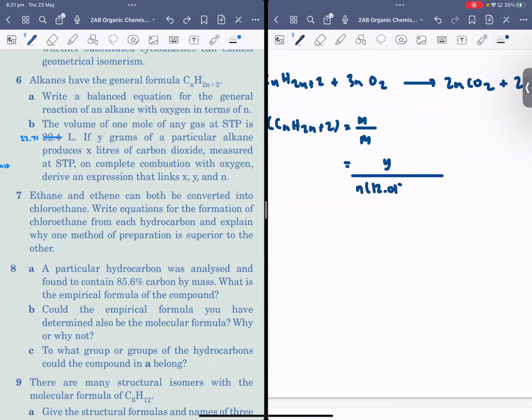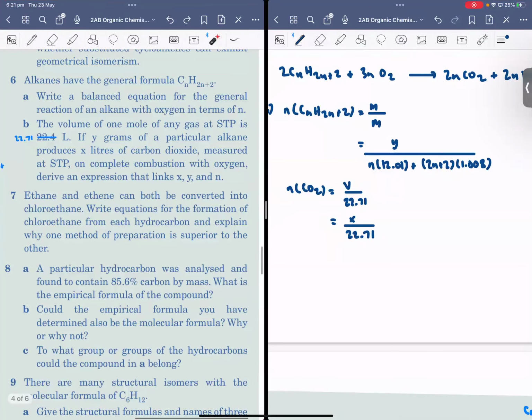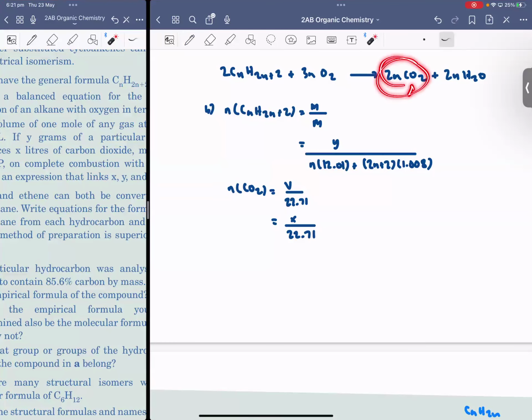n lots of carbon plus 2n+2 lots of hydrogen. Everyone agree that's the number of moles of this? And guys, how much carbon dioxide is produced at STP? X liters. So what's your number of moles of CO2? V divided by 22.4. So what would that be, guys? X divided by 22.4. All right. And now, guys, we have to just link all the letters up. That's pretty easy. Can someone tell me how much carbon dioxide is there compared to your alkane?